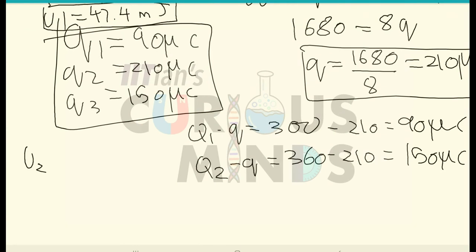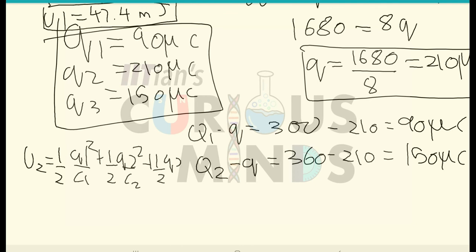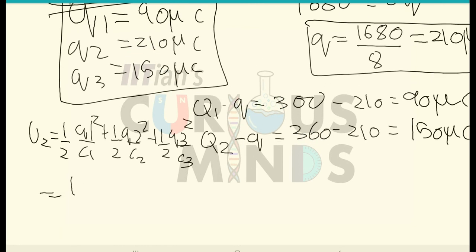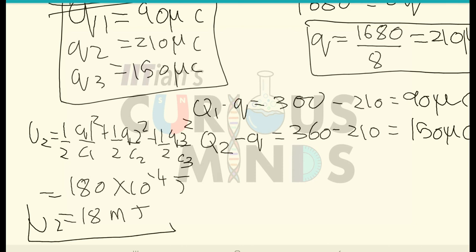If I want to calculate the final energy, by the same method, half Q1 square divided by C1 plus half Q2 square divided by C2 plus half, now there is a third capacitor also, Q3 square divided by C3. If I calculate that value, it will come out to be 180 into 10 raised to minus 4 joules, that is equal to 18 millijoules. This is the final energy developed in the system.